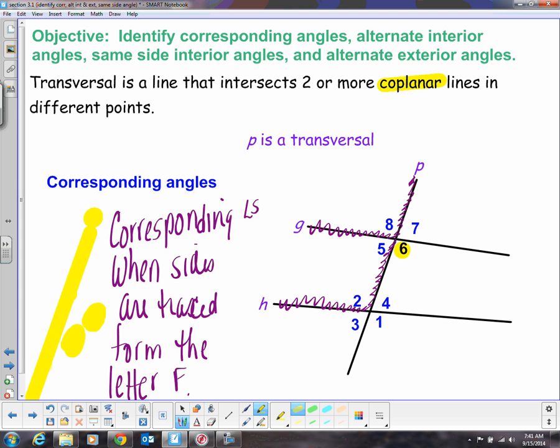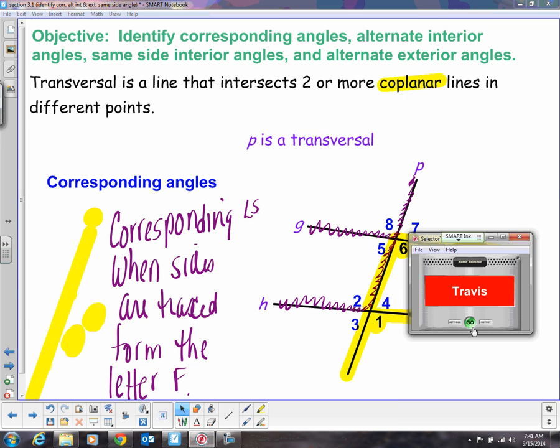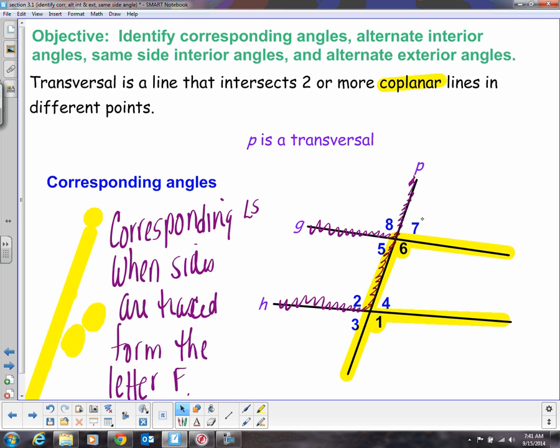Okay, if we look at 6, 6 is to the right and below. Who's to the right and below on H? 1. So if I were to trace the sides of 1 and the sides of 6, oh my gosh, what letter is formed again? An F. All right. So if I choose 7, Sydney, 7 is to the right and above. What corresponds to 7? 4, exactly. There's 7, there's 4. Those are corresponding.